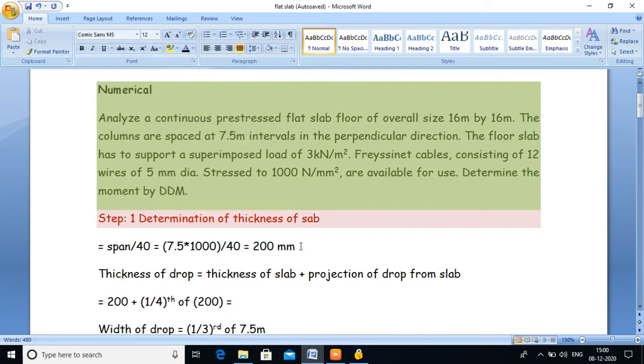What is the basic condition for flat slab? The thickness should not be less than 150 mm. Here we get 200 mm, so it is greater than that, so it's okay.